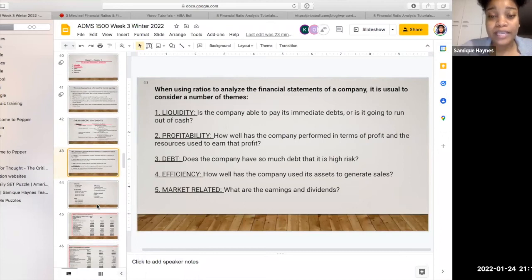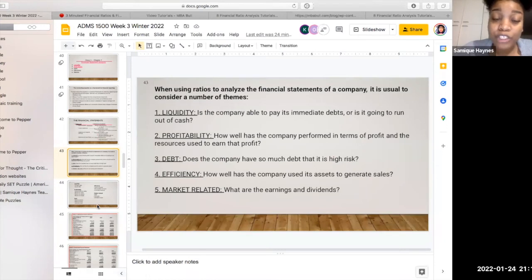So for liquidity, is the company able to pay off its immediate debts or is it going to run out of cash? How liquid a company is tells us if this company is in a position to have enough cash so that it can pay off immediate debts. Okay, profitability. So we're looking at how well is the company doing in terms of its profits? How well is the company able to earn profits, right?